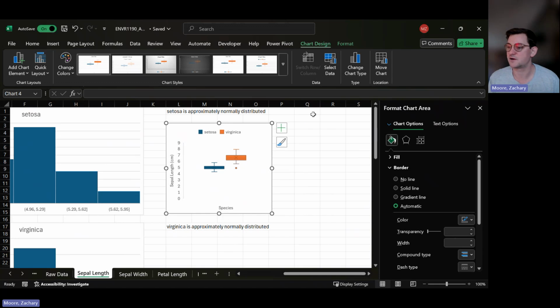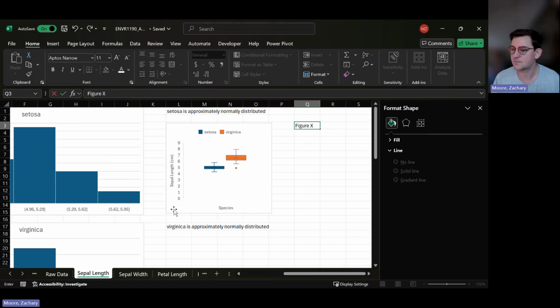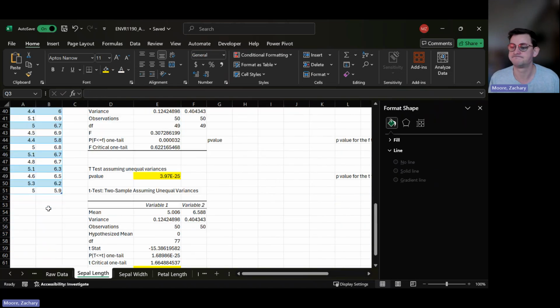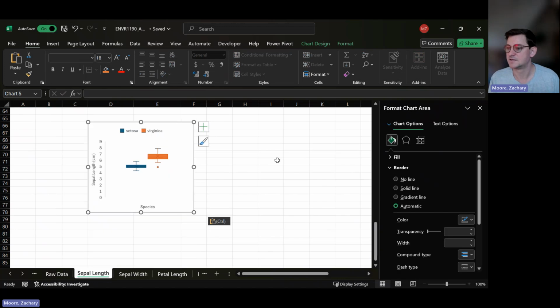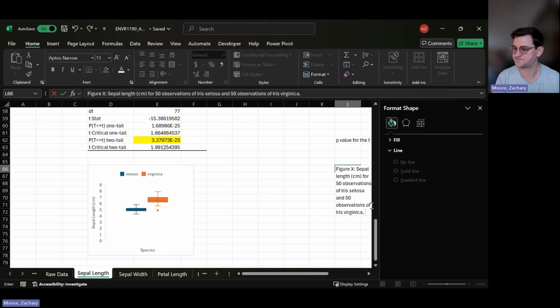And we could start to tell people. In our figure caption, we would say something along the lines of figure X. I'm going to move all of this down so that it's below here. So we would say something like figure X, sepal length with our unit for 50 observations of Iris setosa and 50 observations of Iris virginica.